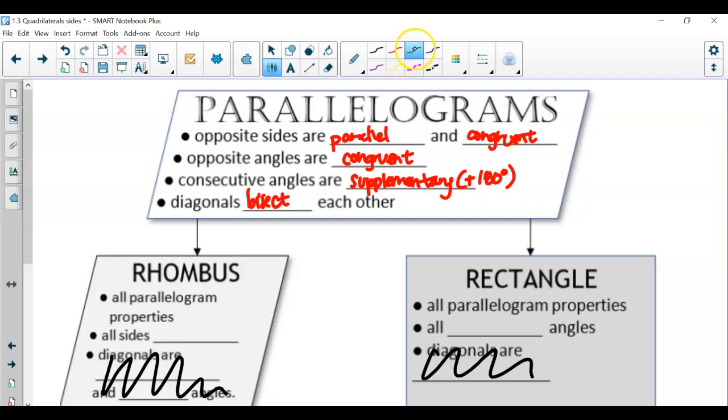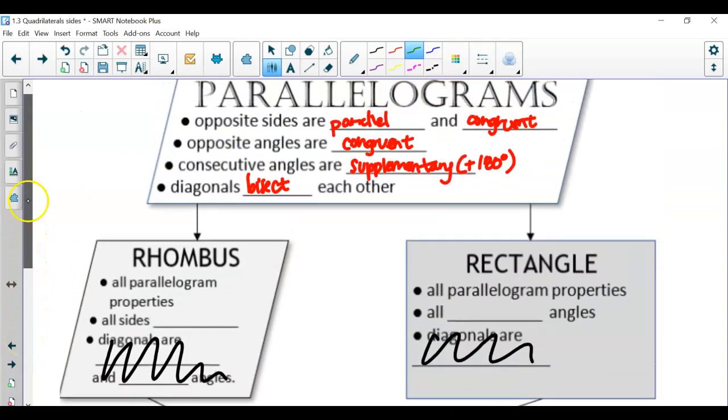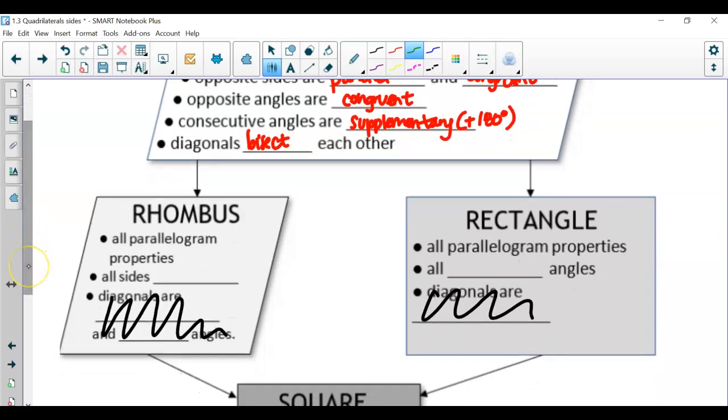So now as we branch down, technically the rhombus, the rectangle, and the square have all of those parallelogram attributes. The opposite sides, the opposite angles, consecutive angles, the diagonals bisect each other. However, what makes the rhombus different is not only those parallelogram properties, but what else can we say now about all sides of the rhombus? They are congruent to each other.